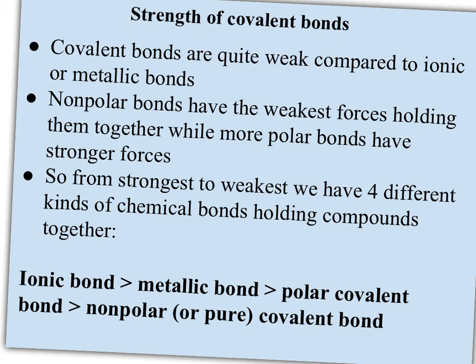So we really have four different kinds of chemical bonds that can hold compounds together. The strongest chemical bonds are ionic bonds. The weakest are nonpolar or pure covalent bonds. And in between are metallic bonds, which tend to be stronger than polar bonds, which are stronger than nonpolar bonds.